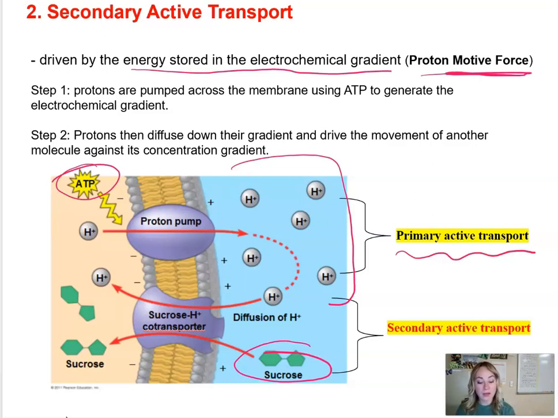this force is going to drive the import of sucrose into the cell here. You can see this particular transporter is called a co-transporter because as the hydrogen is moving, sucrose is moving as well. Except that the hydrogen is diffusing, so it's going down its concentration gradient. But then this force, this electrochemical gradient, is allowing for the movement of sucrose against its concentration gradient. So this is what we identify as secondary active transport.